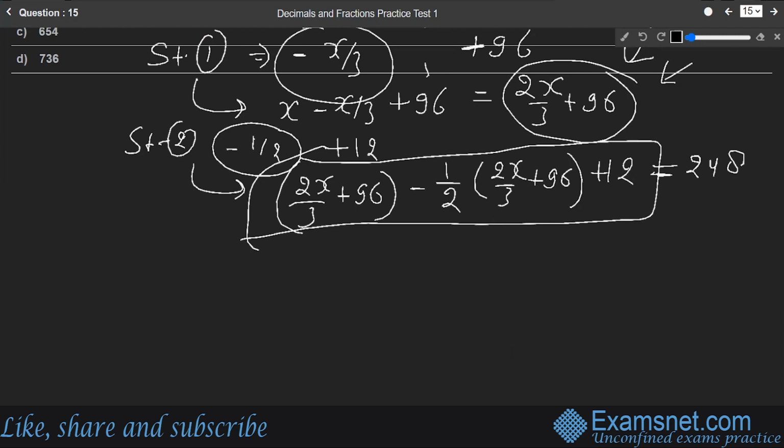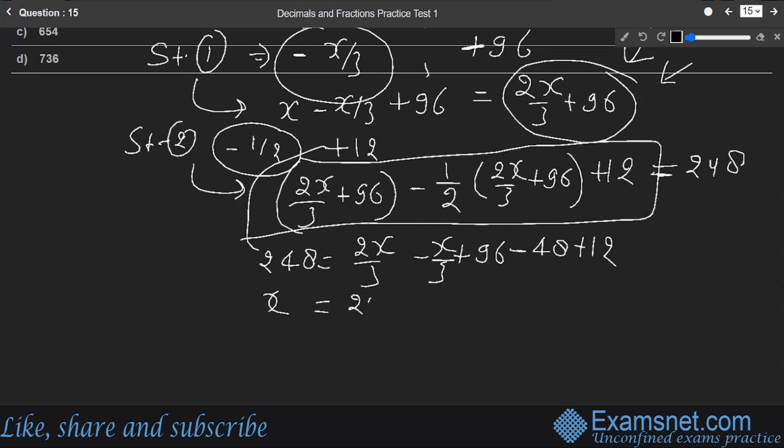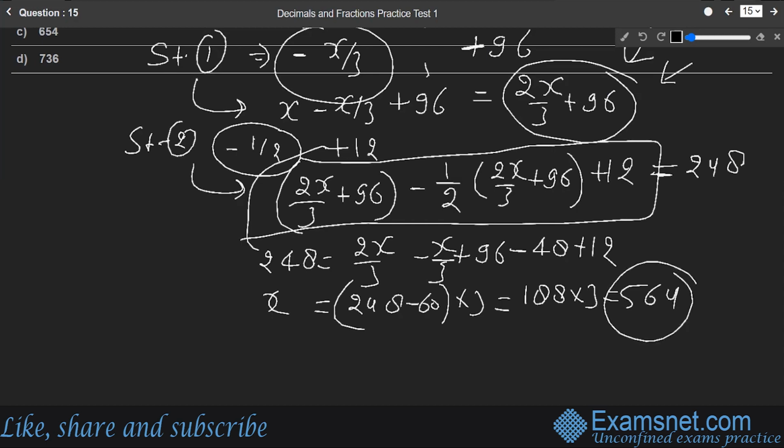So if we do this, it becomes 248 is equal to 2x by 3 minus x by 3 plus 96 minus 48 plus 12. Which further simplifies to x is equal to 248 minus 60 into 3, which is nothing but 188 into 3, which is nothing but 564. So this is how we have solved for x. The value of x coming is 564.